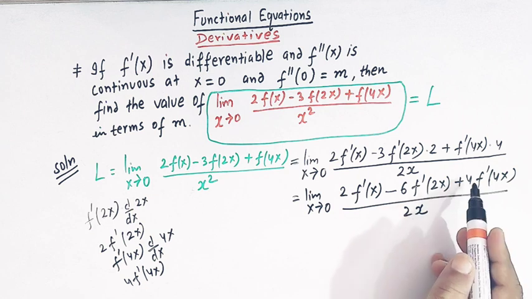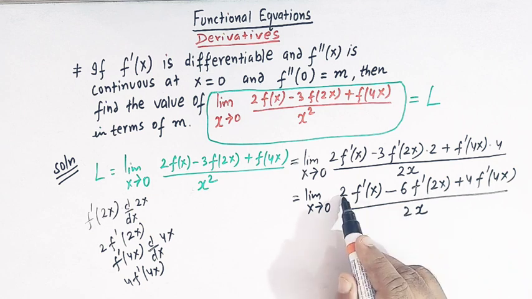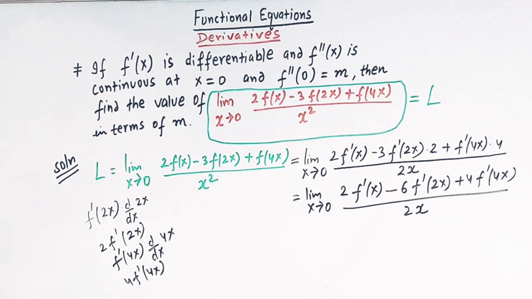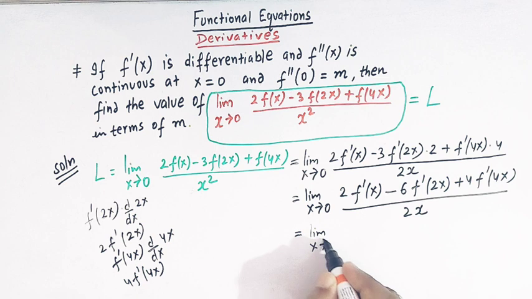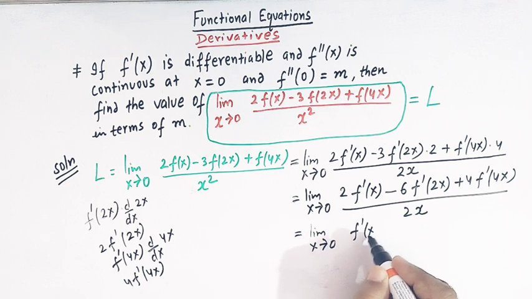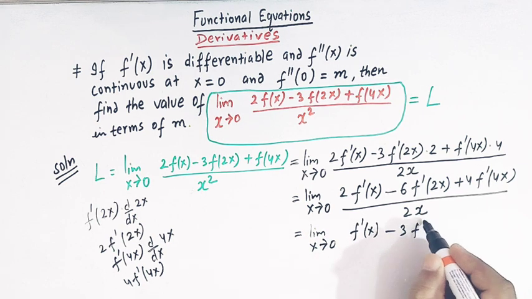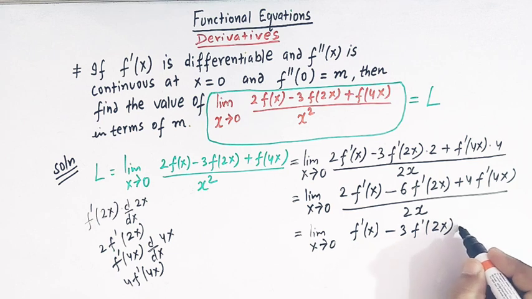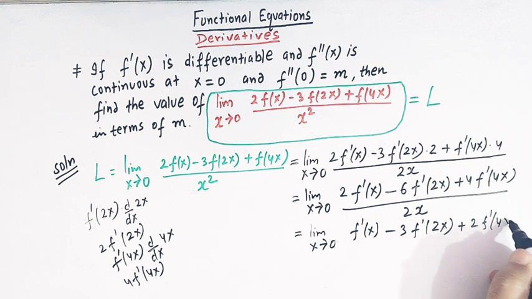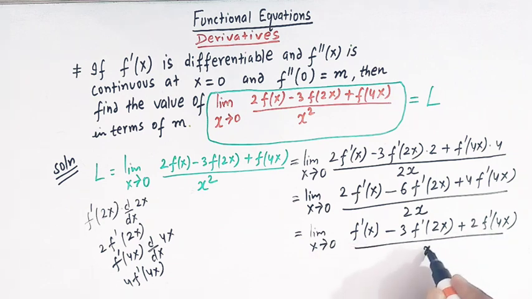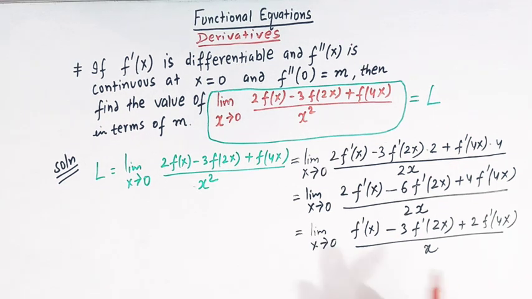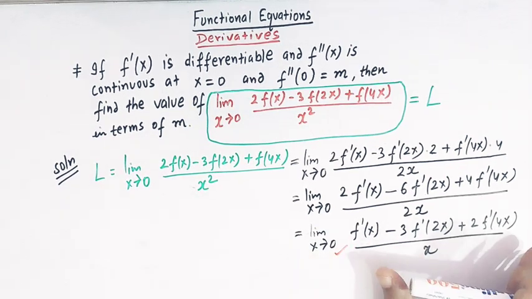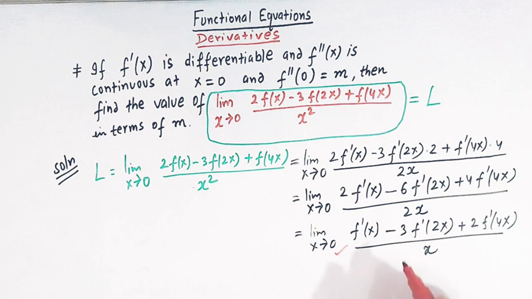Now cancelling the factor 2 in the numerator and denominator, we get the limit as x tends to 0 of f prime of x minus 3 f prime of 2x plus 2 f prime of 4x, divided by x. Now we have this limit, and let us once again apply L'Hopital's rule to it.